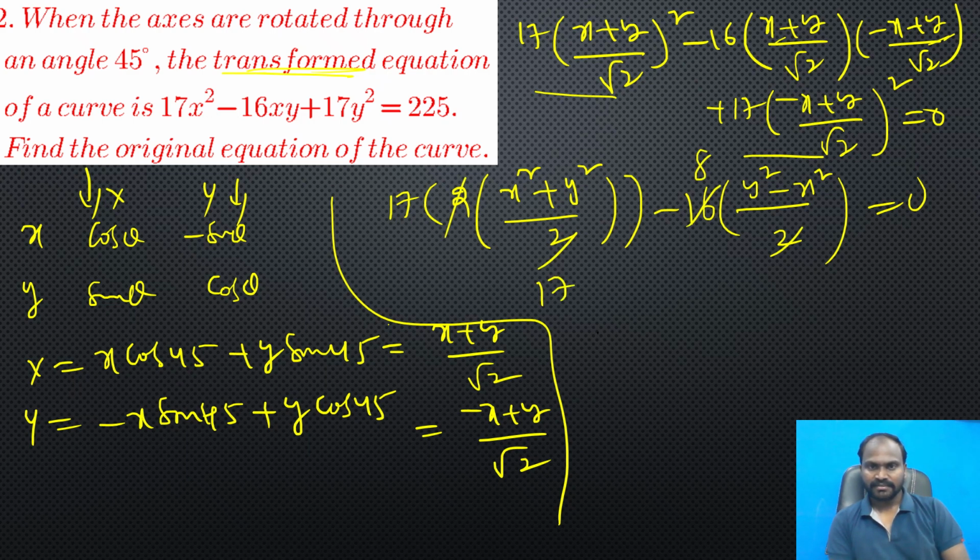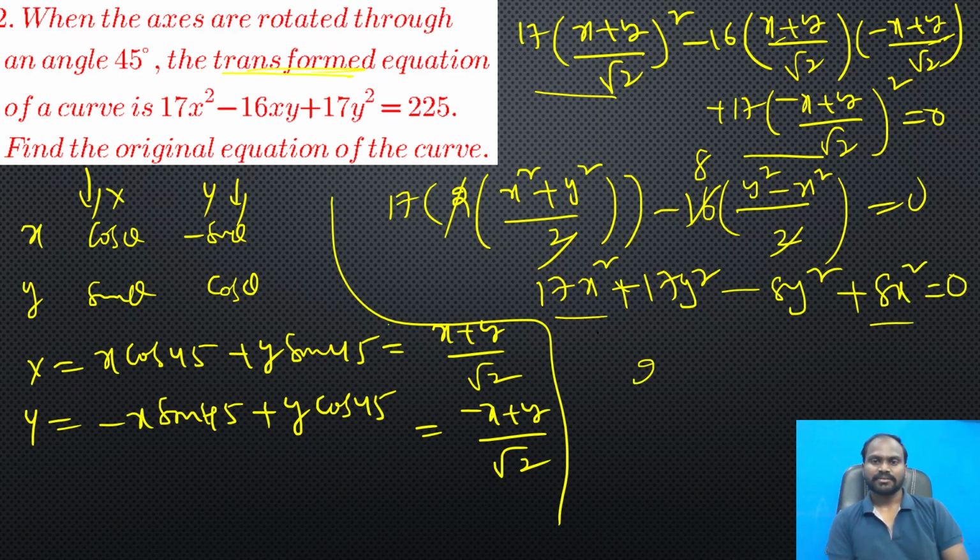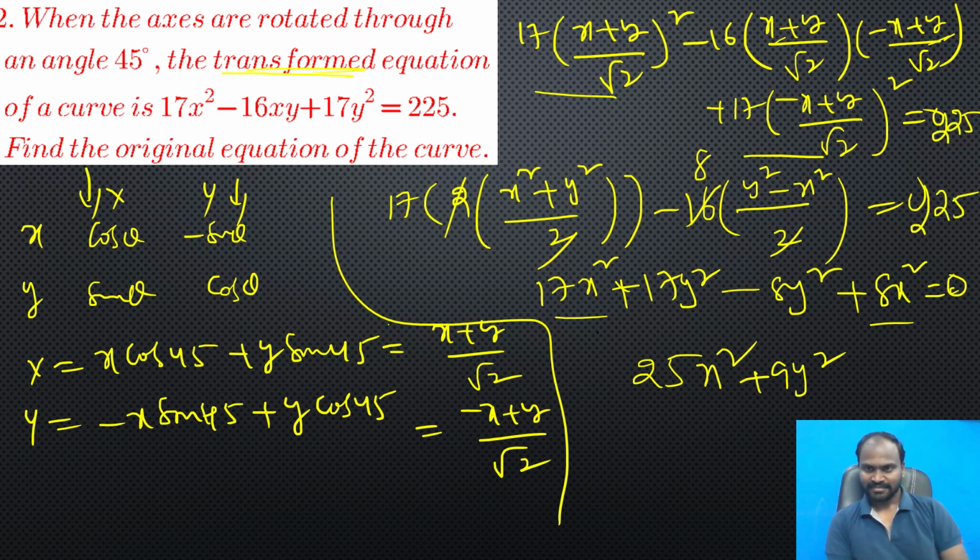Here this 2 goes, and this 8 times goes. Then what we have here is 17x square plus 17y square minus 8y square plus 8x square equals to 0. So 17x square plus 8x square is 25x square, and 17y square minus 8y square is 9y square. And of course here in the RHS I have 225, I forgot that. That is equals to 225. That's it. This is how we can do it.